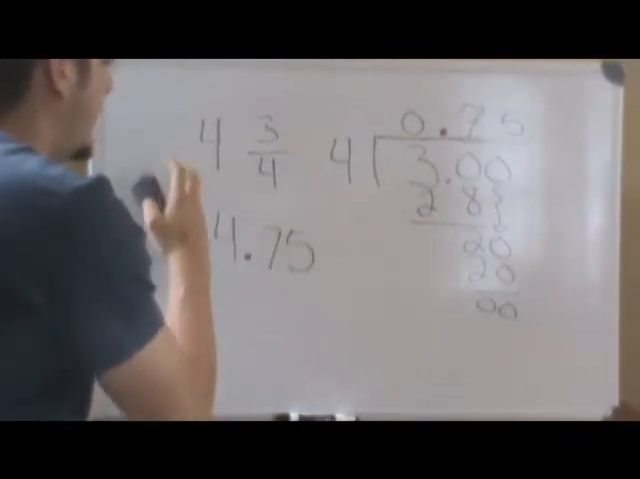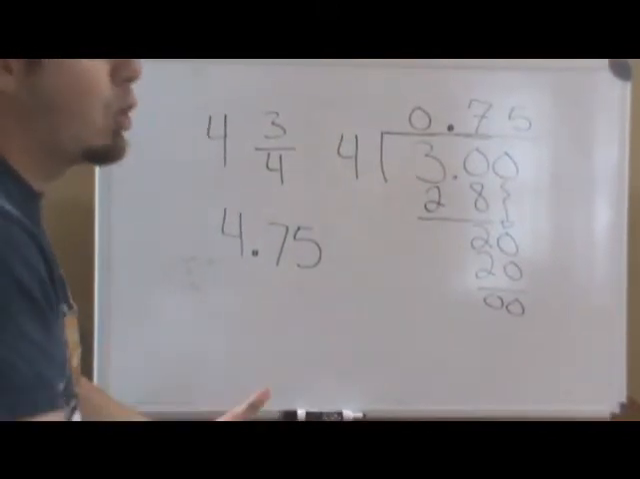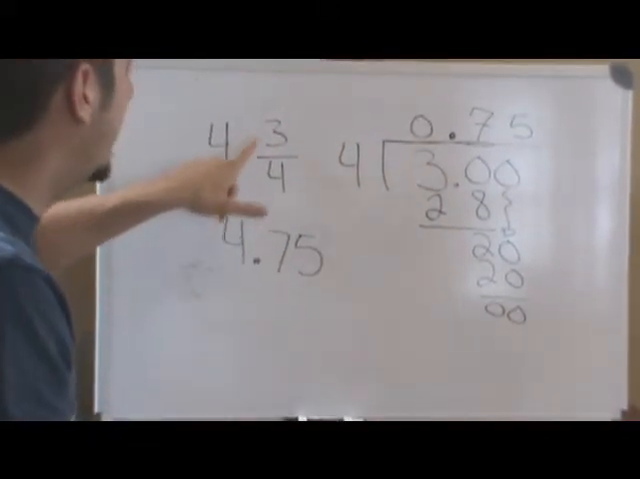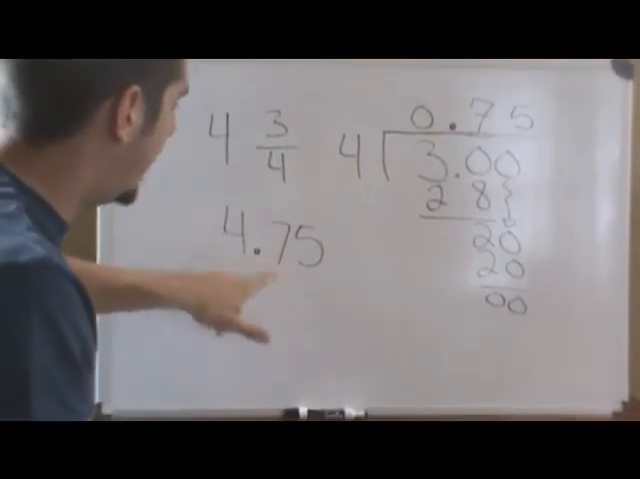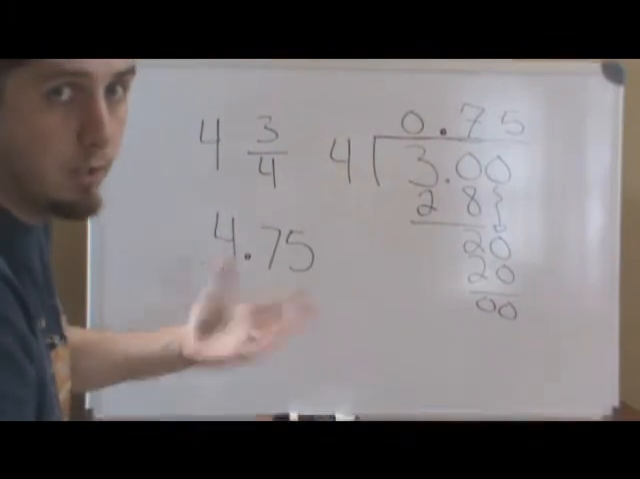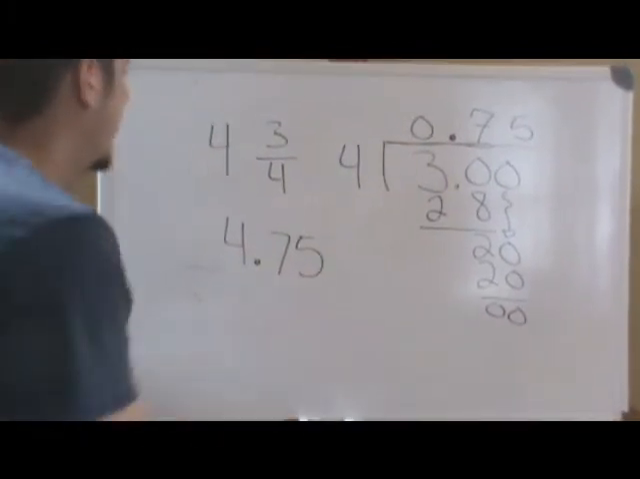Because remember, that 4 represents 4 whole. So that's like saying I have $4 and 3/4 of a dollar. Well, I have 4 whole dollars and 75 cents, or in other words, 3/4 of a dollar. 3 out of 4 quarters.